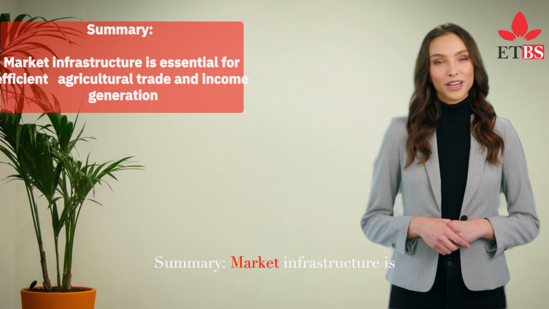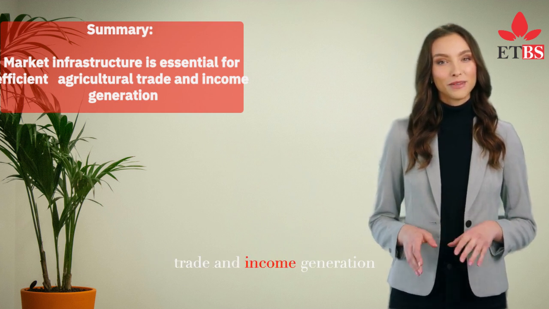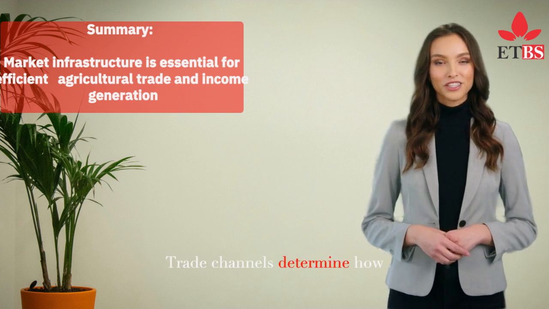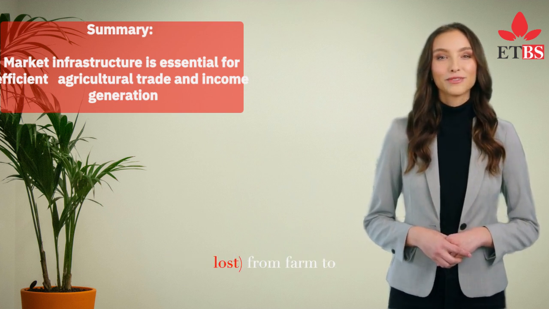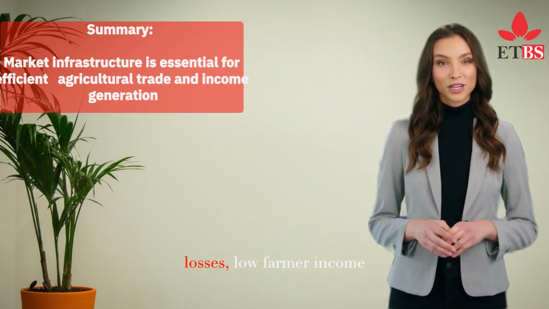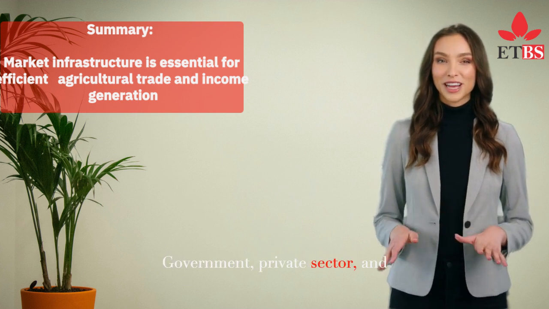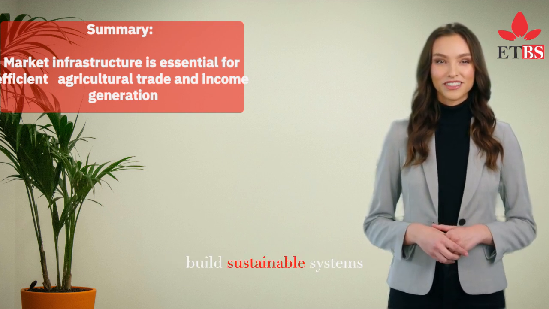Summary. Market infrastructure is essential for efficient agricultural trade and income generation. Trade channels determine how value is added or lost from farm to fork. Poor infrastructure equates to high post-harvest losses and low farmer income. Government, private sector, and farmers must collaborate to build sustainable systems.